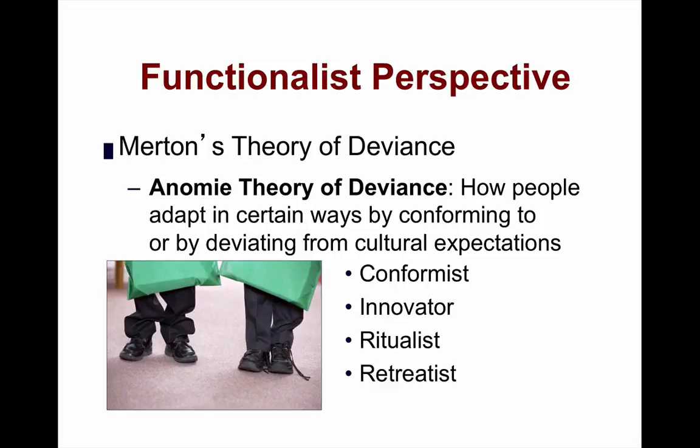I'm going to ask, what does a SEPTA driver driving the trolley and a drug dealer on the corner have in common? They're both trying to make money, right? They have the same objective, they just have a different approach. And you notice here these different types: conformist, innovator, ritualist, retreatist.